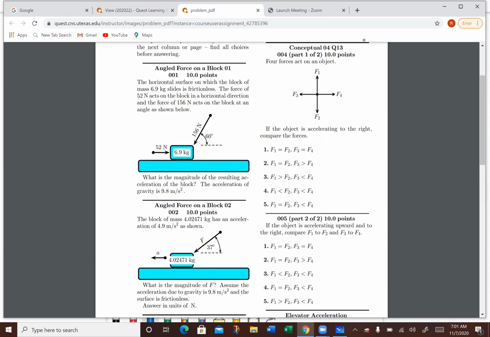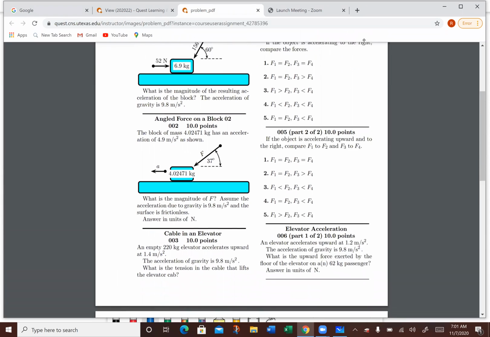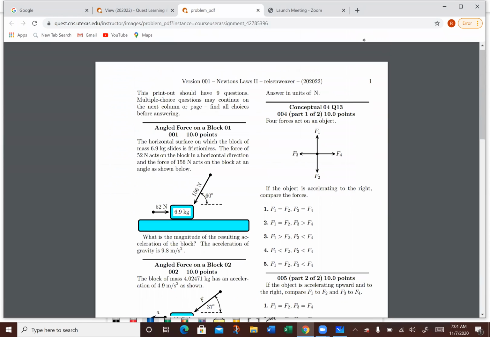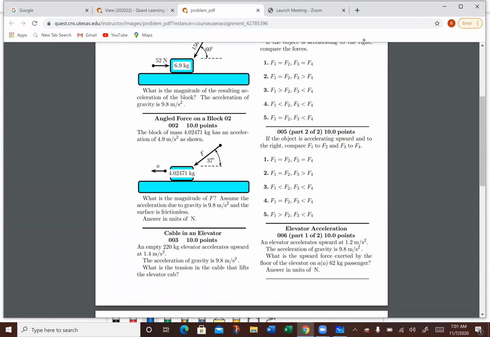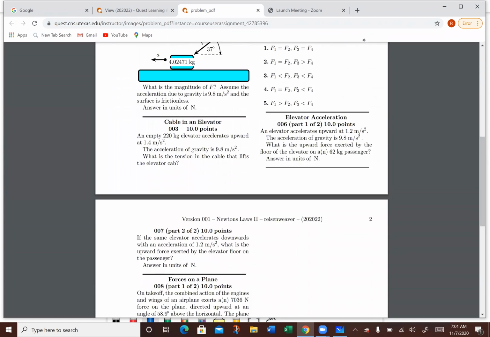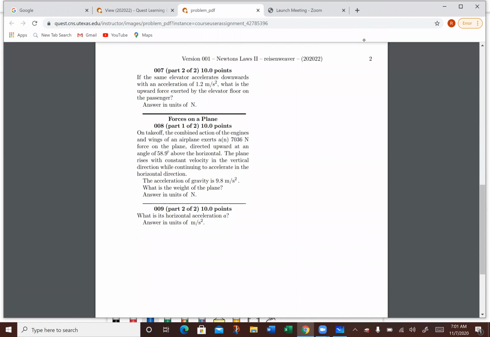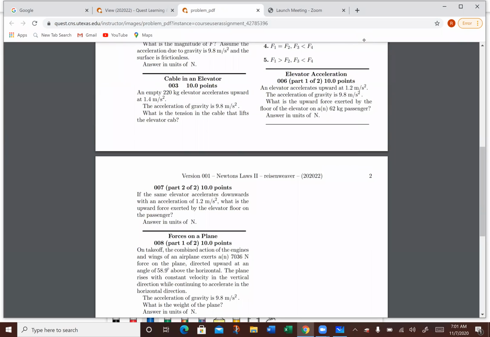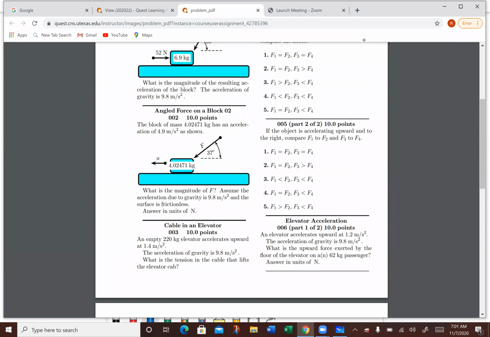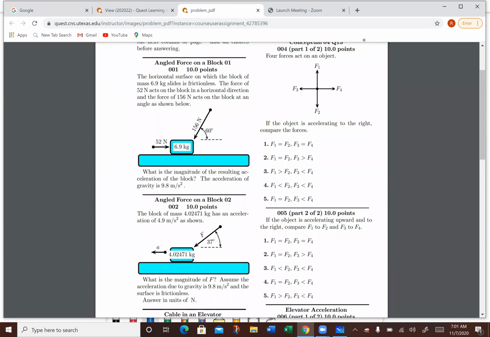In this video, I'd like to go over Newton's Laws 2, the UT Quest assignment. Keep in mind that each person's assignment has different values, different results, but the questions are pretty much the same. So I'm not going to necessarily go through each and every one of these, but I want to go through the couple that gave everybody the most difficulty.